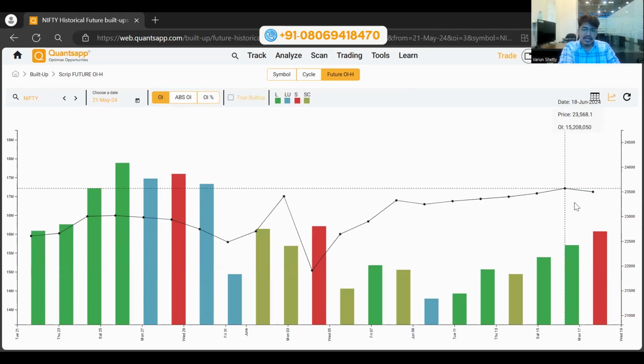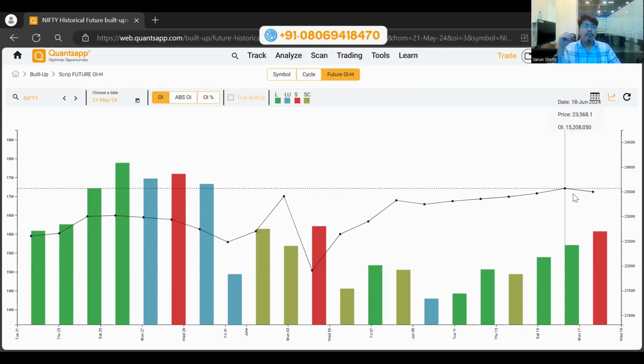It is continuously creating life highs, so it is at its all-time high. This fall was actually due to elections, so we can ignore that. But if you just ignore that, clearly you can see that the market has moved up. So this is the long and long unwinding cycle. So this is how you can analyze future OI build-up.